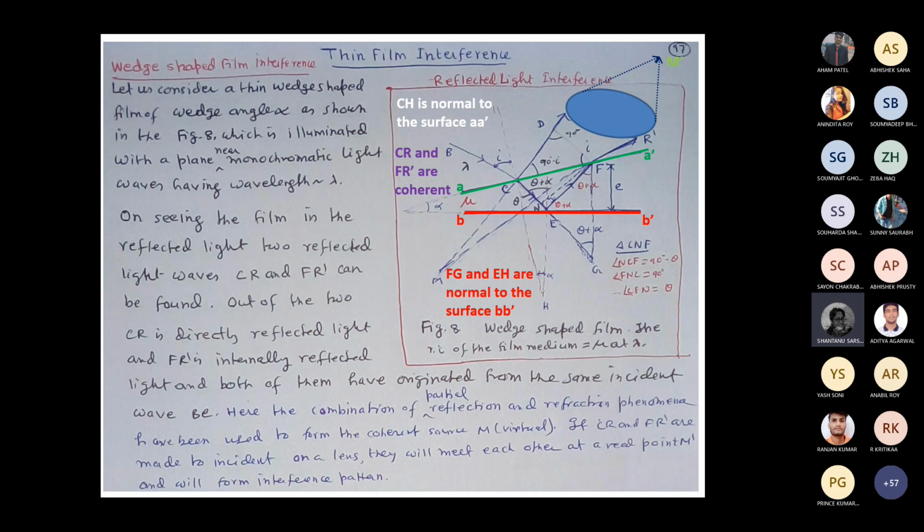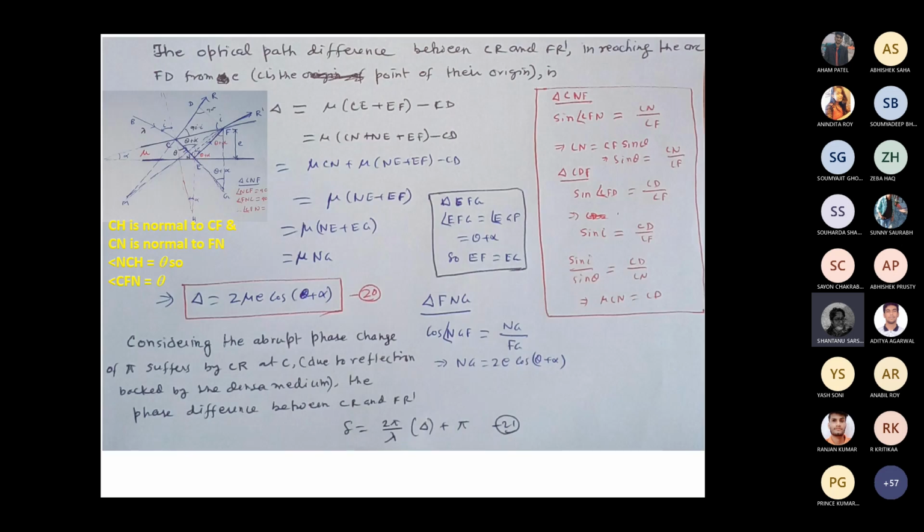This ray has incident here and then traveled a distance CD, whereas FR dash has traveled a distance CE plus EF. So there is a path difference, that is CD in air minus CE plus EF within the medium. Let mu be the refractive index of the medium of the film, then the optical path difference will be mu into CE plus EF minus CD. So that is what is written here: path difference delta is mu into CE plus EF minus CD. This we have to calculate.